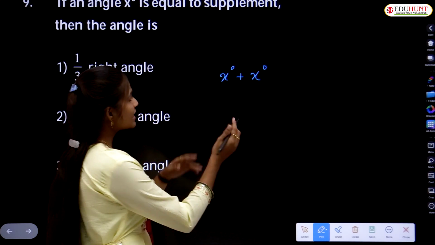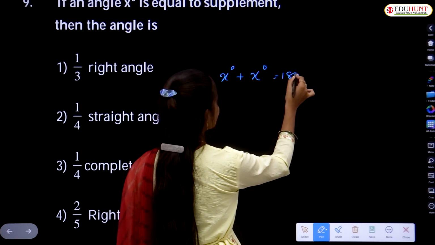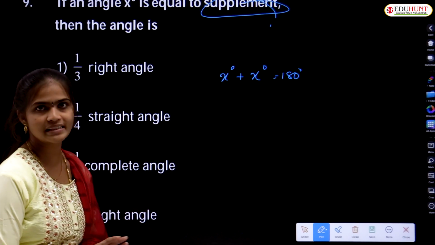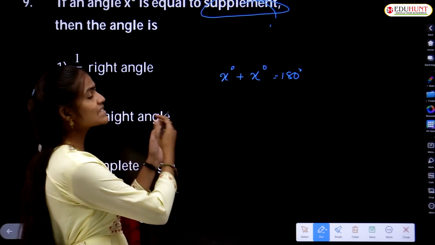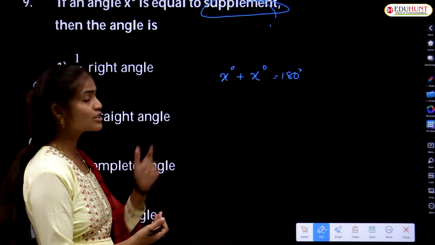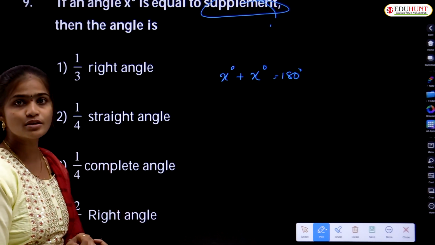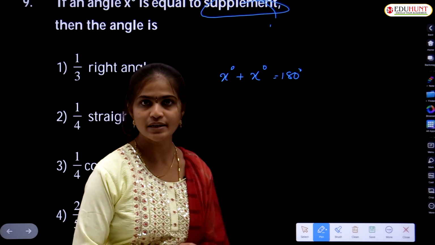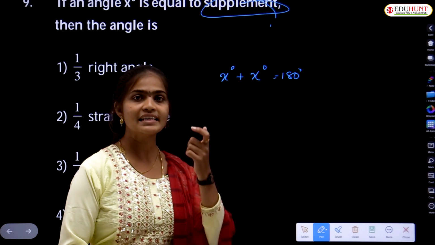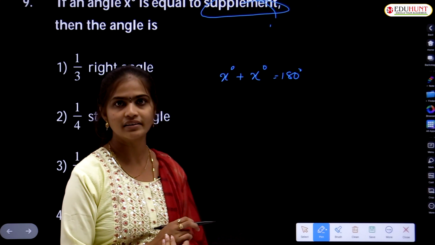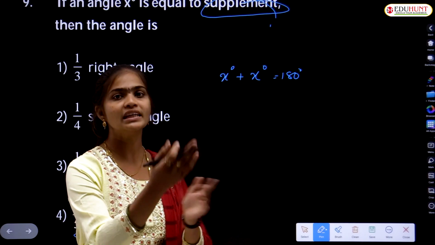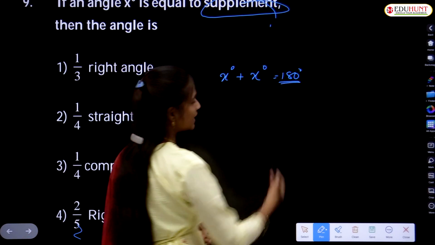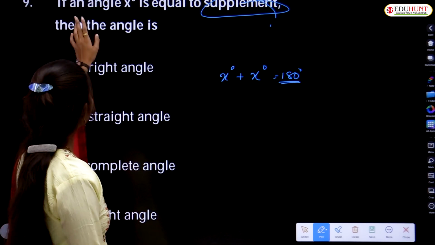Those two angles' sum is equal to 180 degrees. Why? Because they are supplementary. Supplementary means each angle is a supplement to the other. We already discussed supplementary angles in the pairs of angles topic. Supplementary angles means the sum of two angles is equal to 180 degrees, and each angle is a supplement to the other. So the sum of these two angles is 180 degrees.